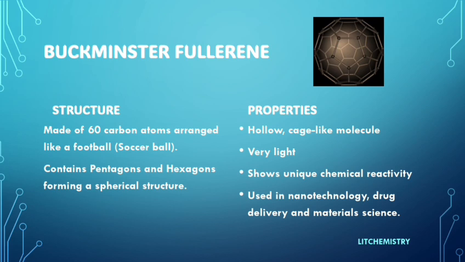This structure makes it hollow and very light. Fullerenes are special because they show unique chemical behavior. They are used in nanotechnology, drug delivery systems, and even in developing new materials. For example, scientists can put medicine molecules inside this cage structure and send them to specific cells in the body. That's how it works.